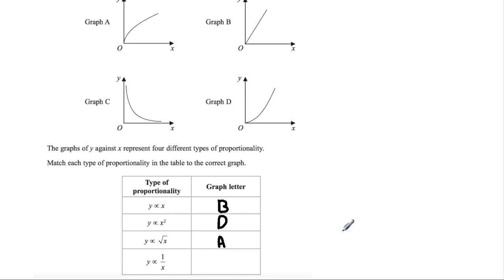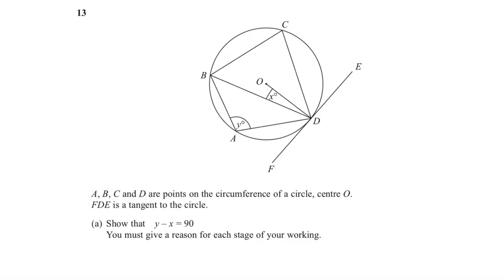Y proportional to 1 over x will be c. Question 13. A, B, C and D are points on the circumference of a circle, center O. F, D, E is a tangent to the circle. Show that y minus x equals 90. You must give a reason for each stage of your working.